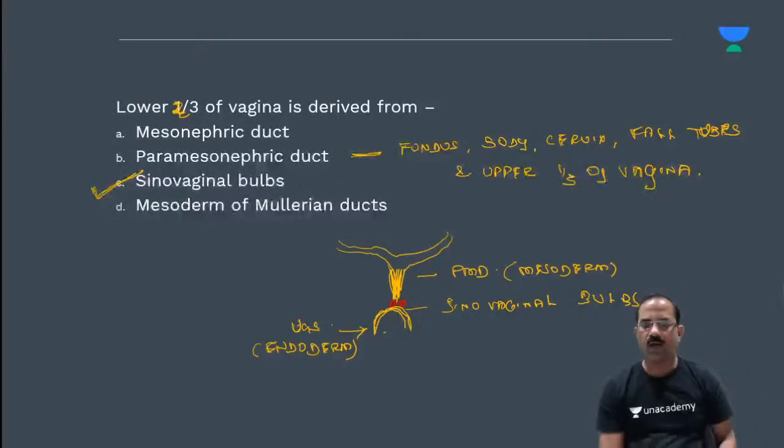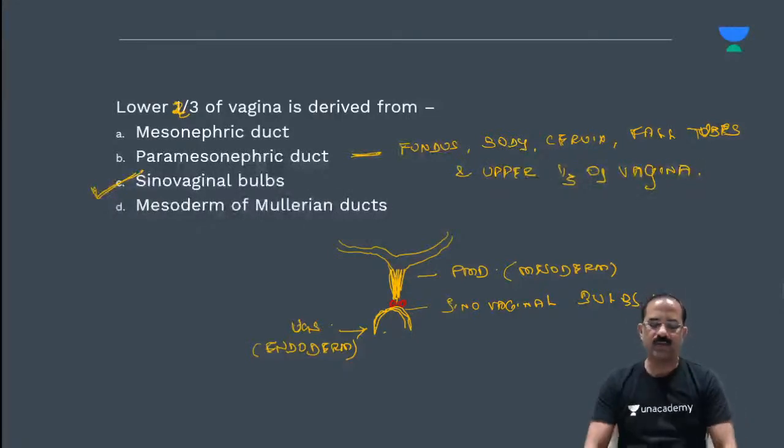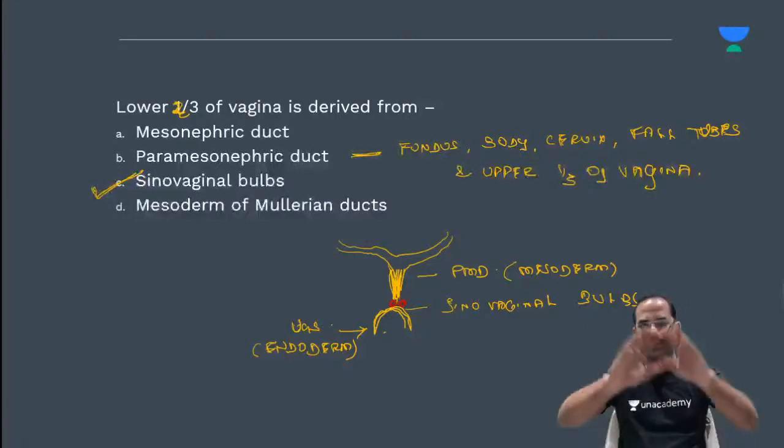Clear to all of you? Upper 1/3 is derived from paramesonephric ducts, and the lower 2/3 is derived from the urogenital sinus. Perfect to all of you.